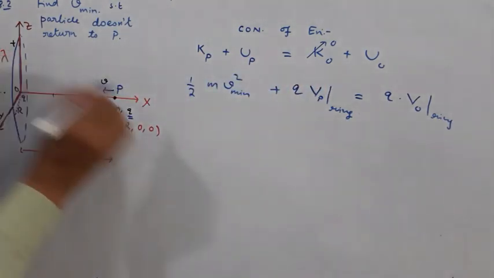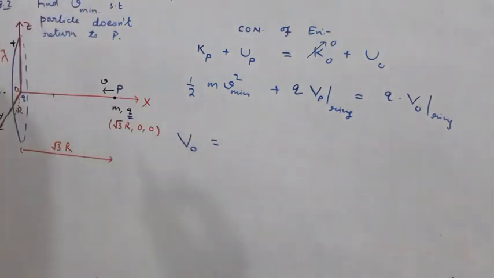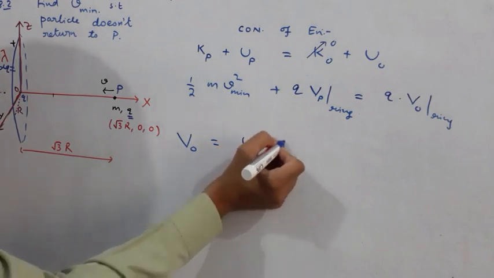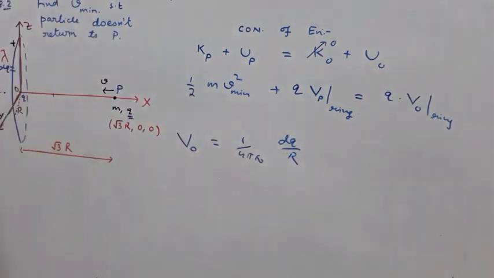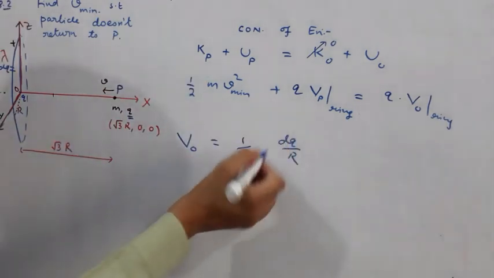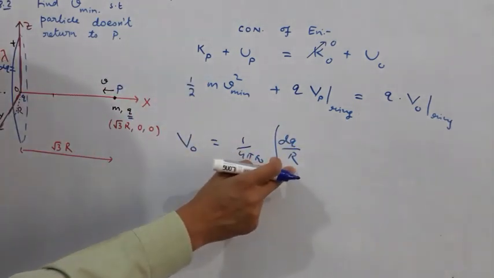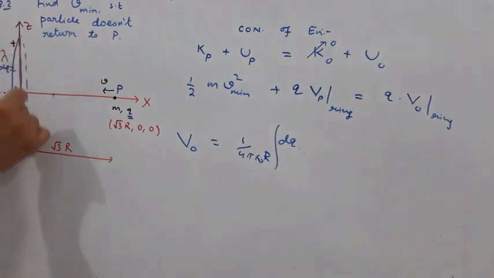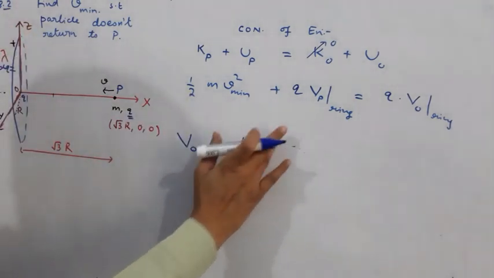Let's first find potential at O. For that, you choose an element. Let that element have charge dq. This radius is R. You know, for a point charge at some distance r, the potential will be given as 1 by 4 pi epsilon naught times that charge divided by that distance. So to find the total potential, we have to integrate this. Because r is constant, it will come out, and the integration of dq will give you the total charge on the ring. Total charge, we can write as Q.